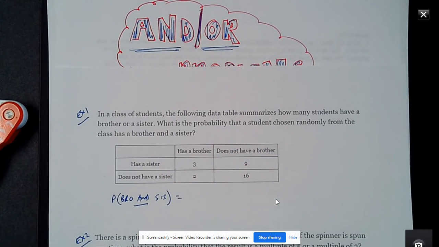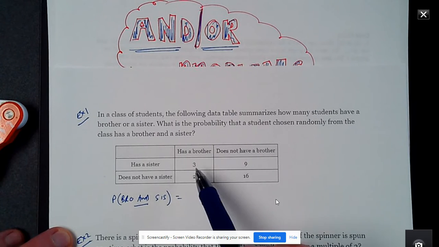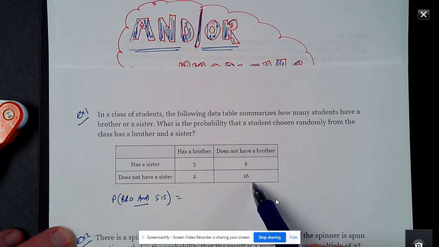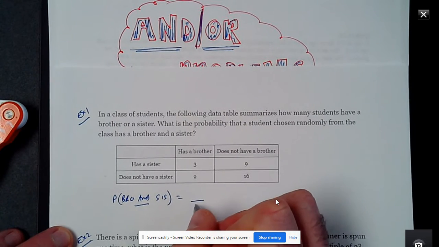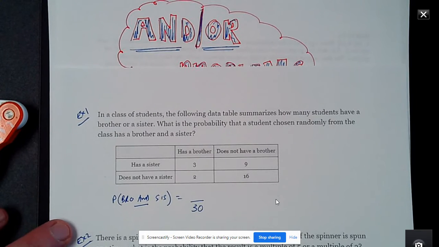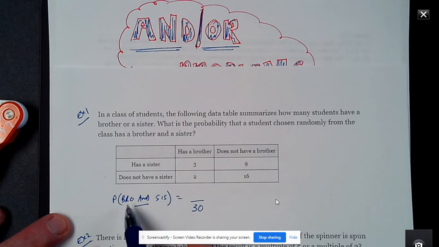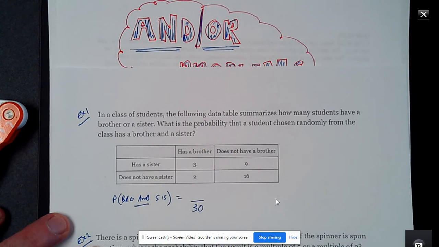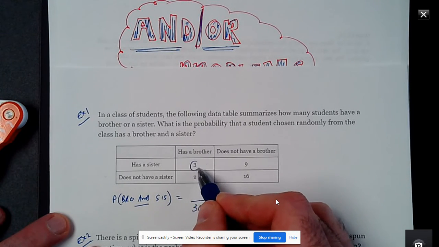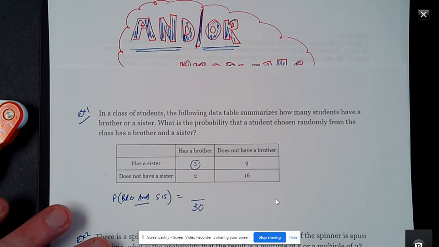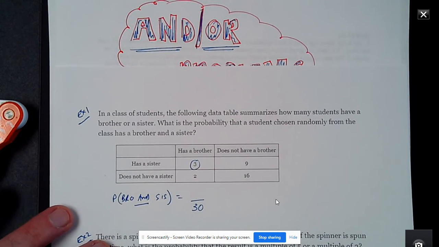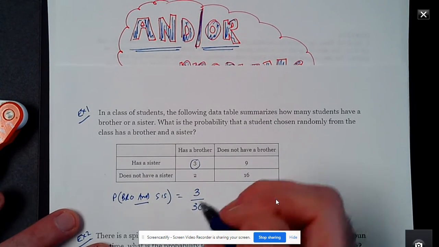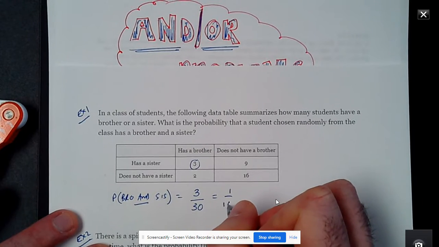Well, how many people do we have altogether in the class? We've got 3 plus 2, that's 5. 9 plus 16, that's 25. 25 plus 5 means everything has to be out of 30. When I'm talking about having a brother and a sister, I need to look at these four boxes right here and see which one applies. This one right here is all the people that have a brother and also have a sister. So the answer for this one is just 3 out of 30, and that reduces as a fraction to 1 out of 10.